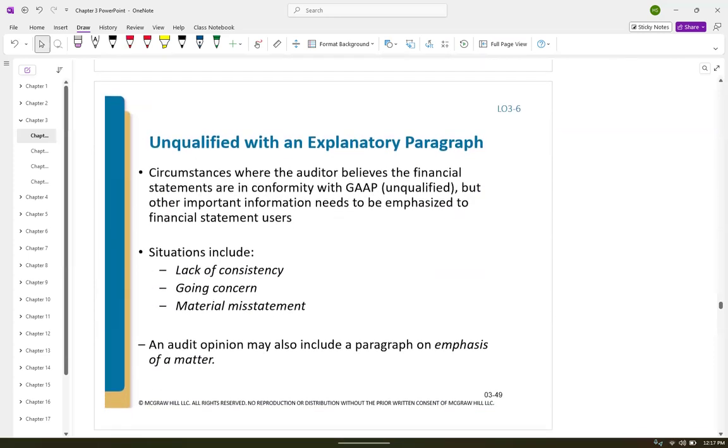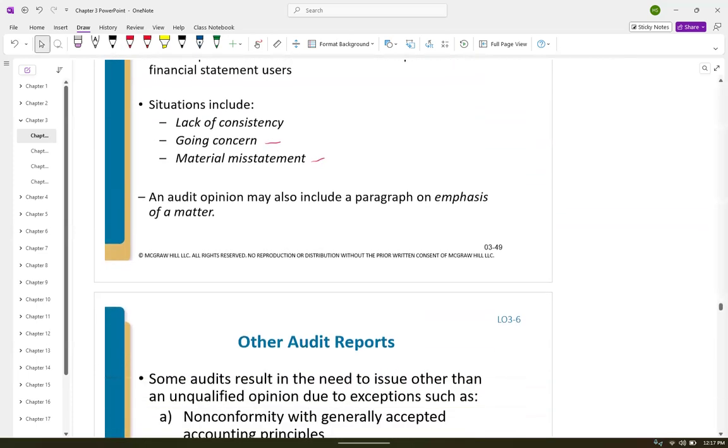Okay. So some of the things that could give us an unqualified opinion with an explanatory paragraph could be lack of consistency, or going concern. Going concern means you see this business going bankrupt maybe within the coming year. Or there is a material misstatement that they didn't fix. Okay. If they fixed it, it's probably not even a concern. So this may be unqualified with an explanatory paragraph.